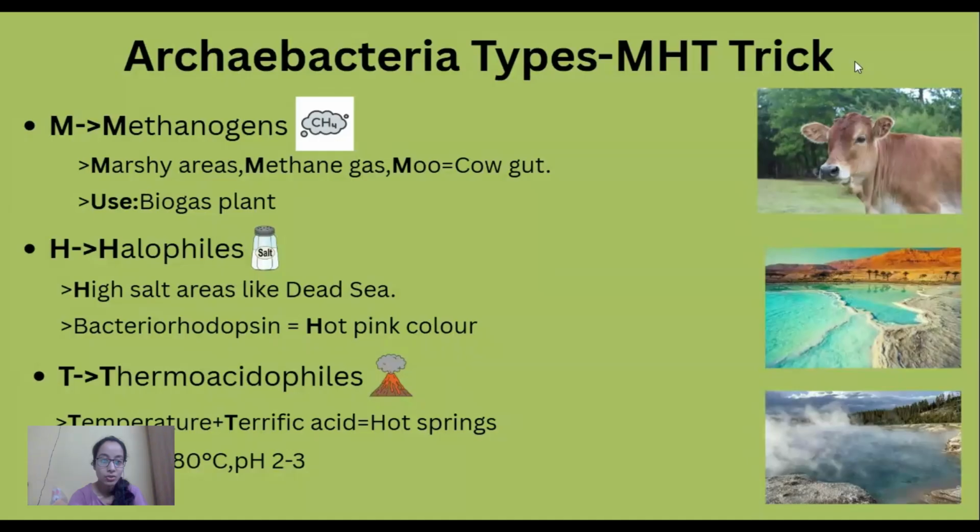A quick MHT trick for your remembrance. So let's make this easy with the MHT trick. M stands for methanogens. Think marshy areas, methane gas and manure from cows. They make biogas. H for halophiles, H for high salt like the Dead Sea. T for thermoacidophiles, T for high temperature and terrific acid like in hot springs. Just remember MHT. One word gives you all three types and guaranteed marks.